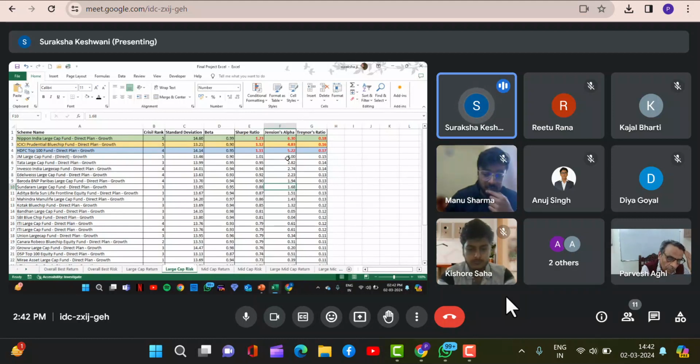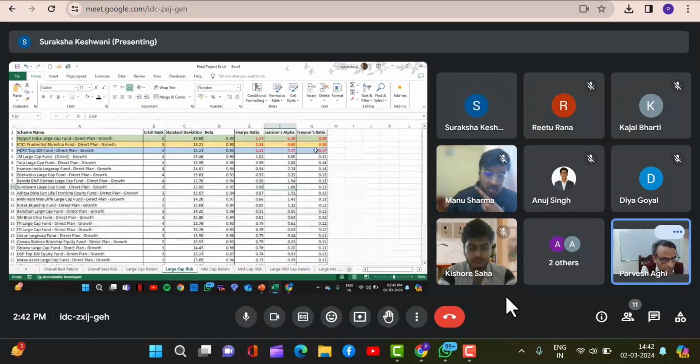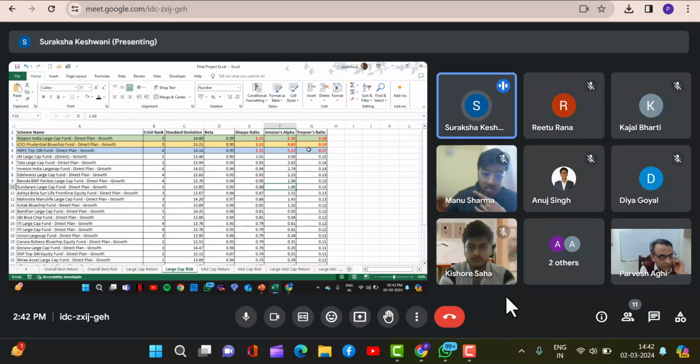So the kind of people investing in large cap mutual funds are interested in low risk with a high return. Okay. Suraksha, you said go back to Jensen's Alpha. It's coming, yes, 6.3. So just explain to me what 6.3 means? It means how much it is performing above the benchmark.